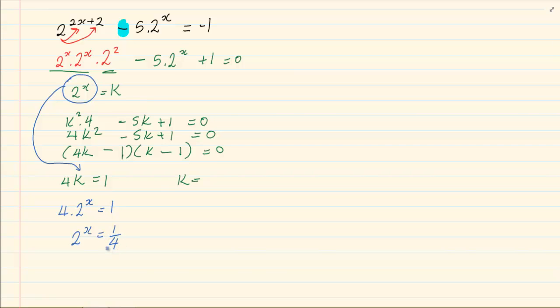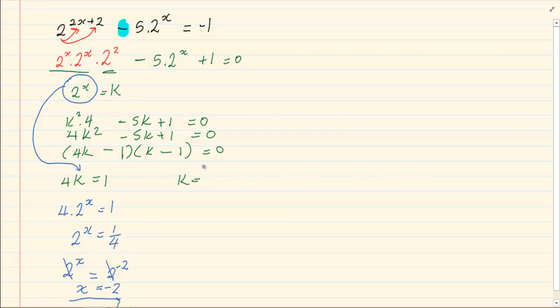If we're going to break down 1 over 4, exponents revolve around prime numbers. So we're going to have 2 to the power of minus 2 is equal to 2 to the power of x. Once they have the same bases, I can cancel them. I have x is equal to minus 2.